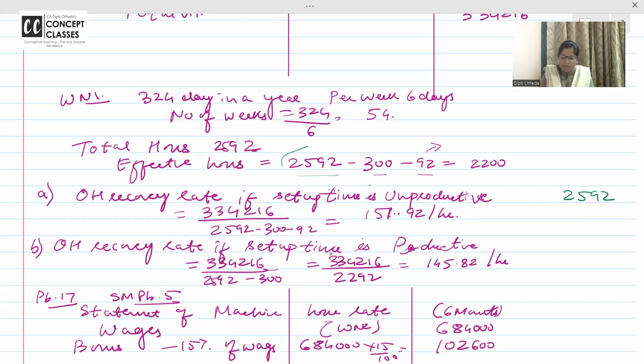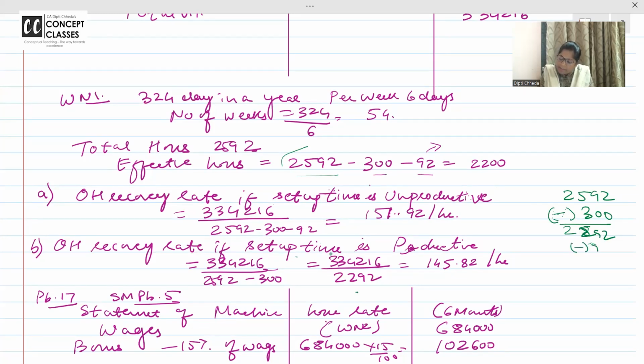So, ma'am, we divide total cost by effective hours. But in effective hours, 300 hours are the repairing time, which is unproductive. So what is the productive time? 2292. Setup time is productive, therefore 2292.